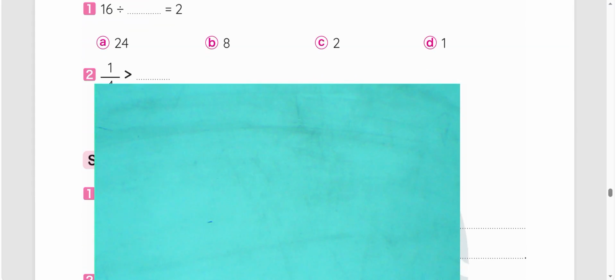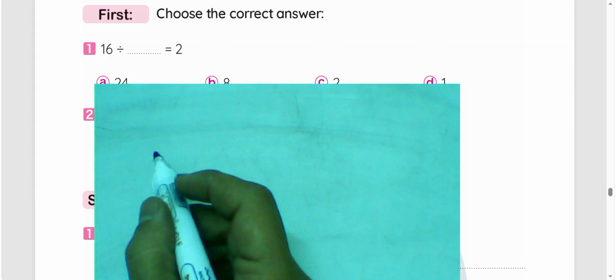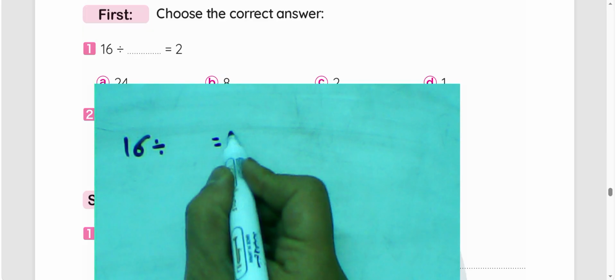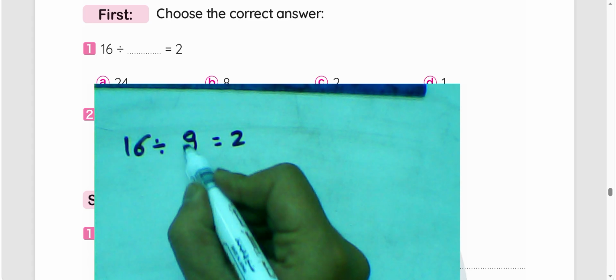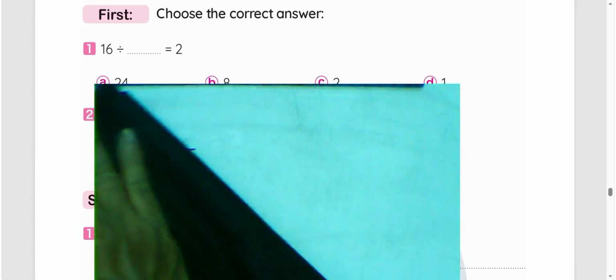Model number 2. 16 divided by 2 equals what? 16 divided by what equals 2? We know 2 times 8 equals 16. Then 16 divided by 8 equals 2. You can write 8 here in the space.